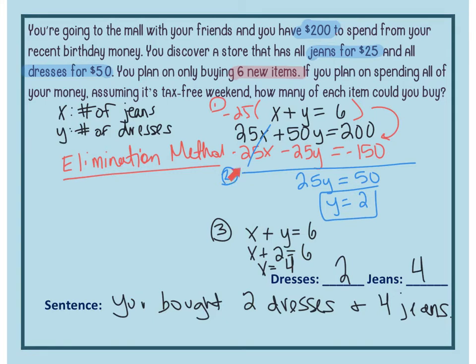Step 2 is to add the equations together. My x's canceled each other out. They eliminated, they added to 0, they're gone. So I combined my y's and got positive 25y equals positive 50. Divided by 25 and I got y equals 2. Then I plugged it back into the top equation to get x equals 4 and I wrote my sentence. So hopefully you're getting these right. Let's go ahead and try another one.